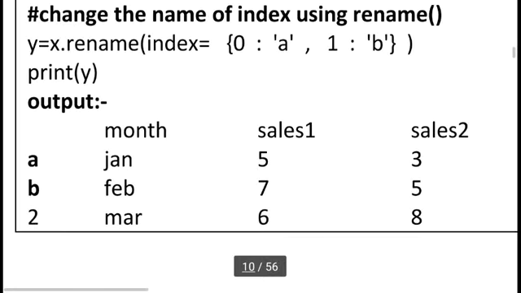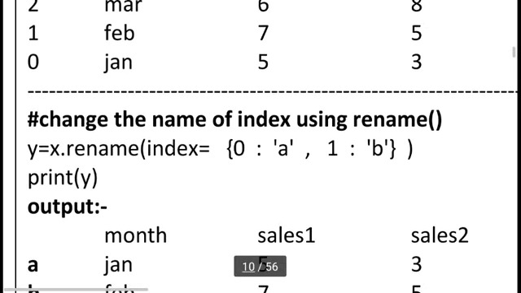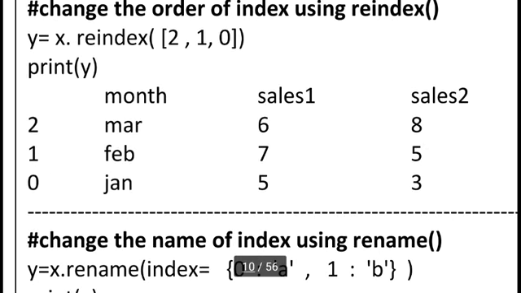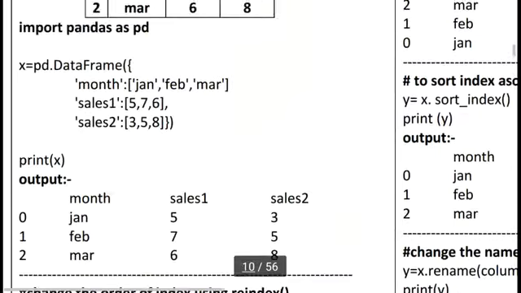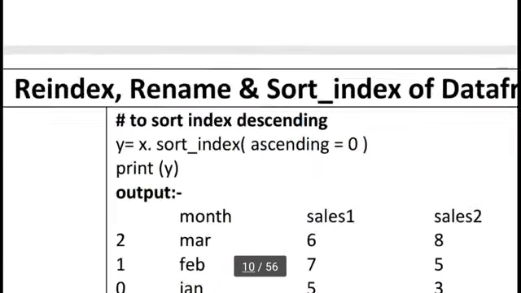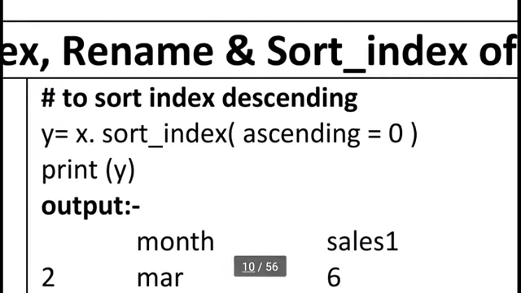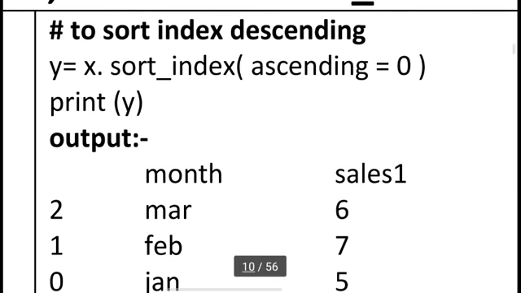So using the rename method we can change the original value according to our label index, and we can also change the order with reindex and rename. We can perform more operations on index values. You can see how to sort the index in descending order. Here I am using X.sort_index. Last time I used X.reindex and X.rename, but here I am using X.sort_index. ascending equal to 0 means all the index values will be in descending order.